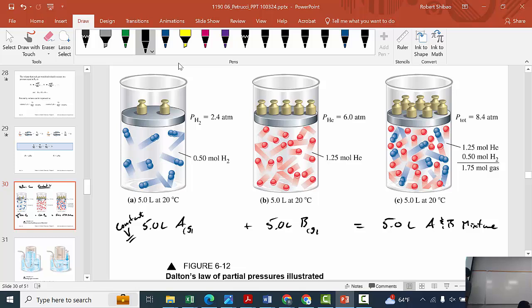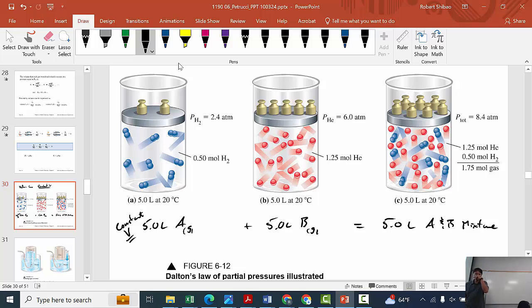How come that's true? I'm sorry, can you repeat? How come that's true, like with constant volume? Like if we add both of these gases together, why is it 5 liters, not 5?